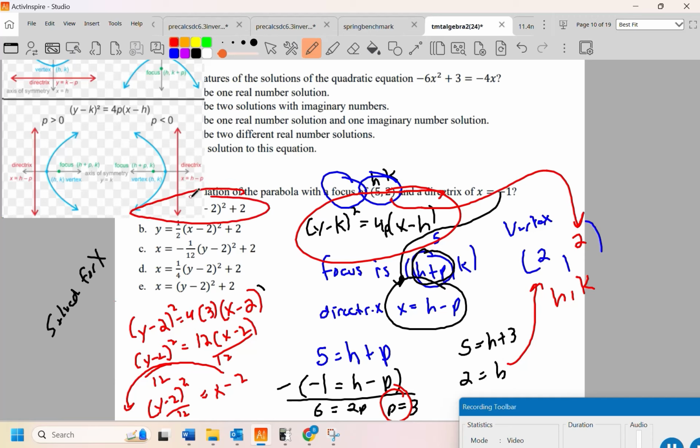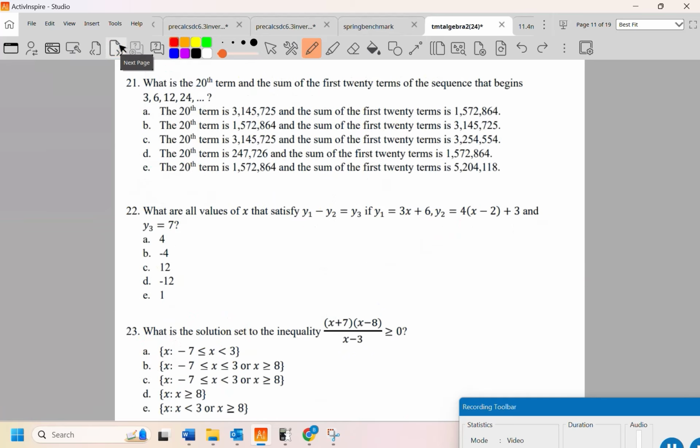I got to do something I haven't done in a long time, a very long time. And it threw me for a loop. 21, what is the 20th term and the sum of the first 20 terms of a sequence that begins with 3, 6, 12, 24, and so forth? So I look at this thing and I realize that I am timesing by 2, which means my ratio is 2. This means that I am geometric.